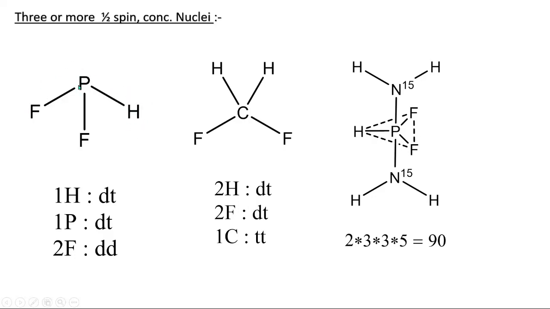So if you see the splitting pattern for this molecule, this will give one hydrogen. This one hydrogen will give doublet due to phosphorus and triplet due to these two fluorine atoms. So doublet of triplet for this hydrogen. And for this, if you see phosphorus, one phosphorus will give doublet due to one hydrogen, and two fluorines are there, so we will get triplet. So doublet of triplet for one phosphorus.